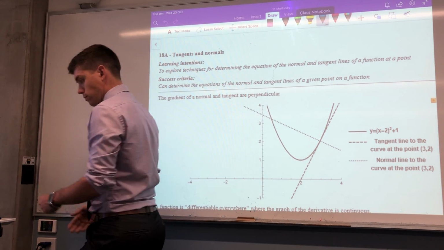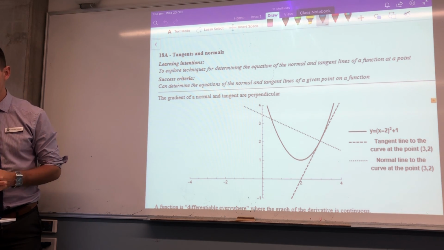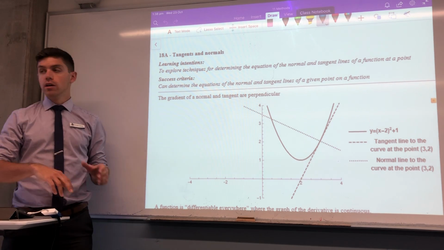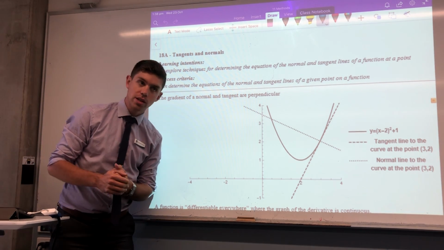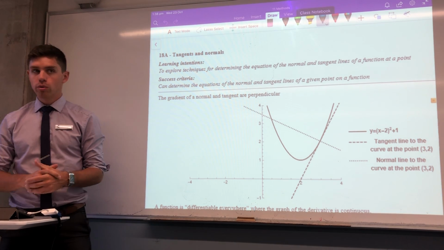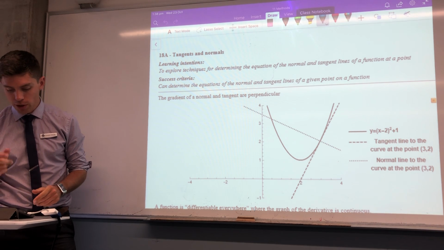All right. Today, we're going to look at two different modules. The first one, 18A, we're going to look at tangents and normals. And then I'll give you a bit of time. You can have your independent practice, ask some questions. And then later on today, we will look at rates of change. So, everyone's got the notes.